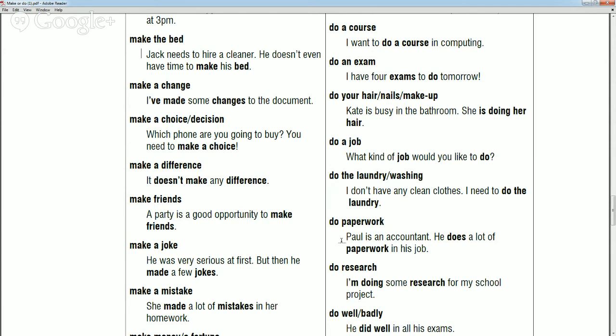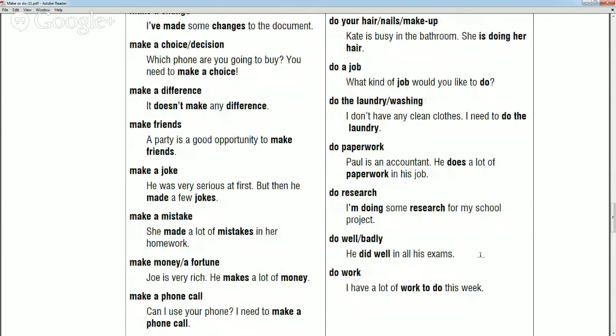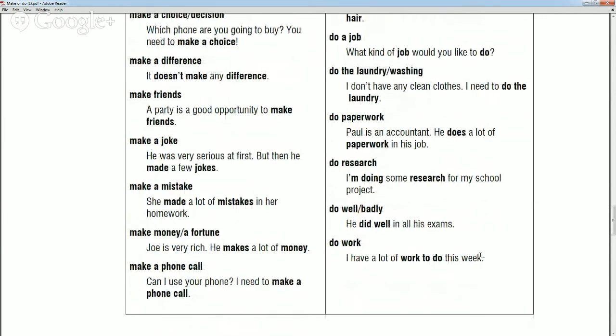All right, do research. Perla, can you read that? Yeah, I'm doing research for my school project. Okay, perfect. And you are doing some research right now for several projects, right? Mm-hmm. Okay. So do well or do badly.